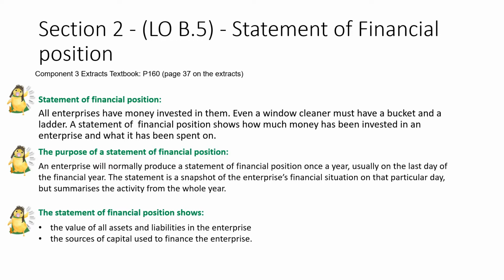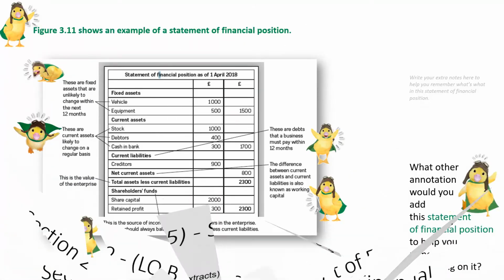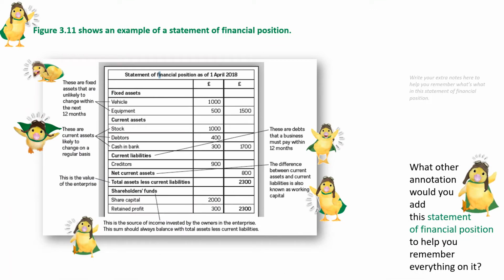The statement of financial position shows, number 1, the value of all assets and liabilities in the enterprise, and 2, the sources of capital used to finance the enterprise. Click on all the Ming Ming ducks in chronological order as you go down to view this statement of financial position. Each duck's going to help explain what you're looking at.